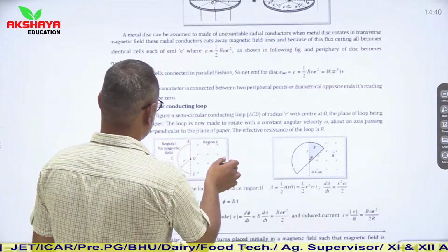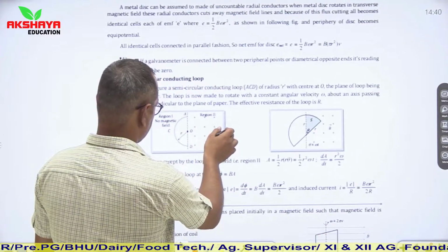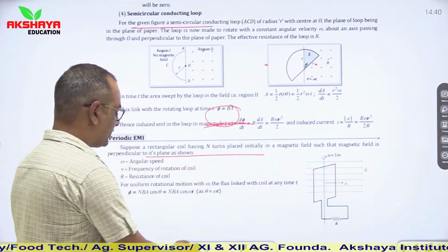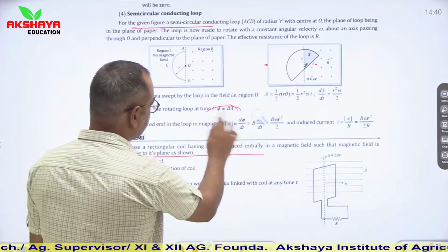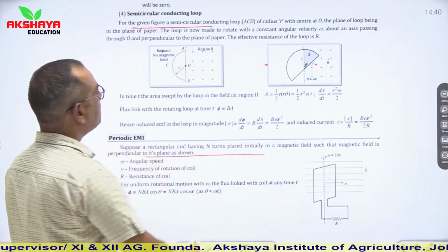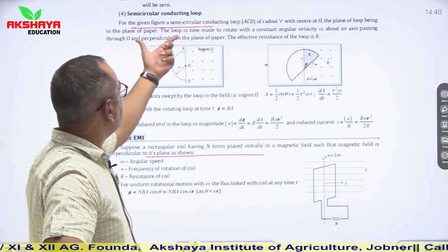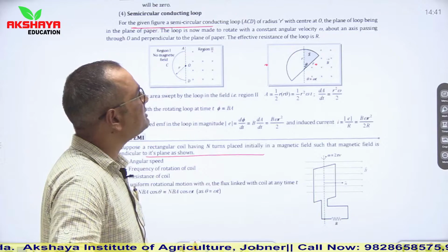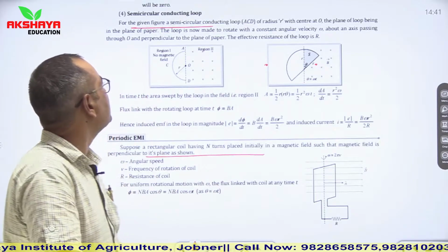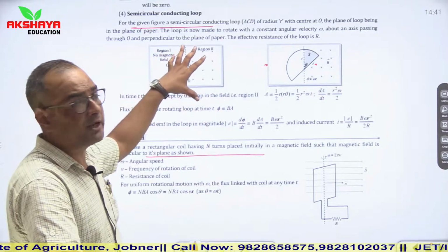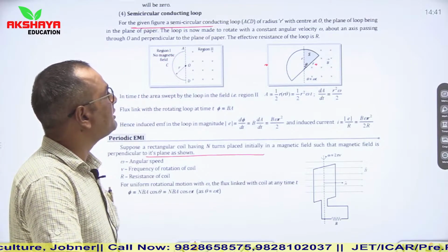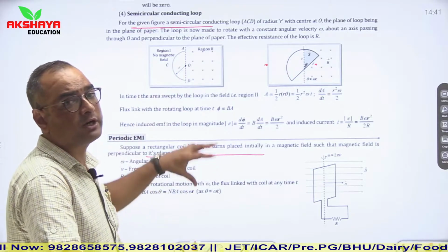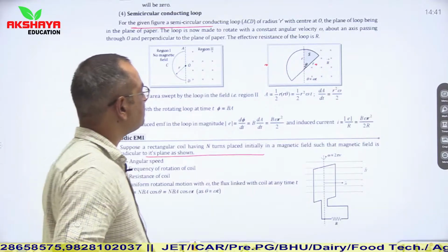Now see, semicircular conducting loop. So now we are given a semicircular conducting loop. Here, for the given figure, a semicircular conducting loop ACD of radius r with center at O, the plane of the loop being in the plane of paper. The loop is now made to rotate with a constant angular velocity omega. So now see, we are given this semicircular loop which is being rotated in uniform magnetic field with omega.